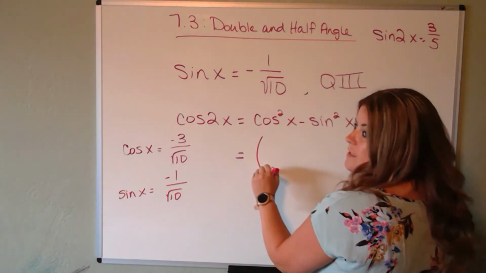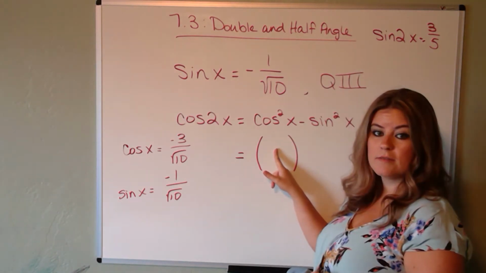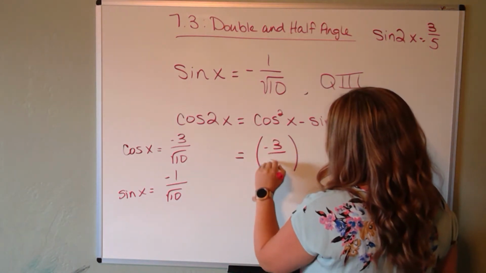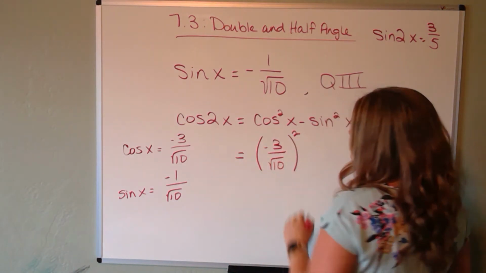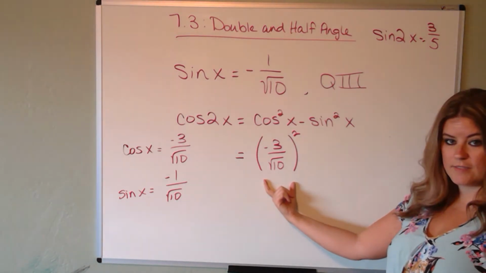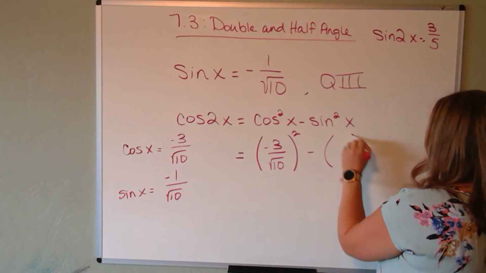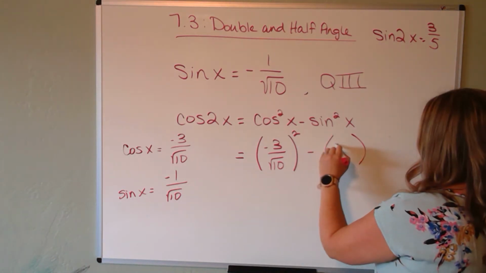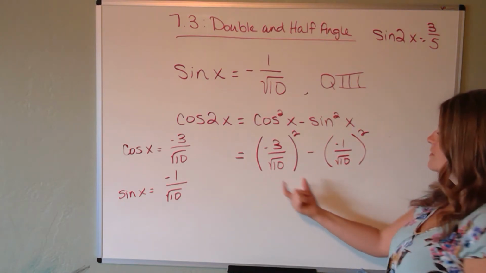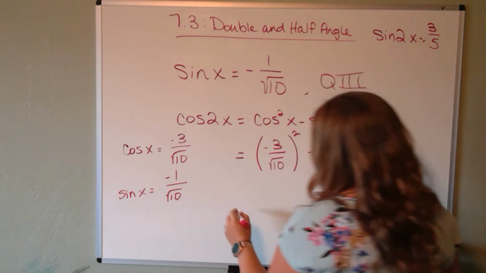How do you find cosine squared? Remember, you take the cosine of x, and then you square it. So the cosine of x is -3/√10. I'm going to square that fraction. So this is cosine squared x. It's the cosine of x squared. Minus, well, the sine of x is -1/√10. And I'm going to square that. So here's the cosine squared x minus sine squared x.